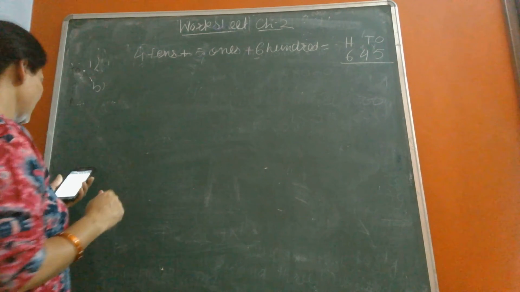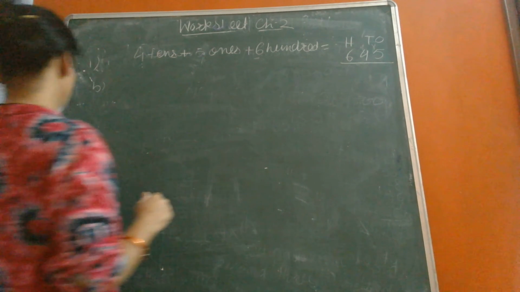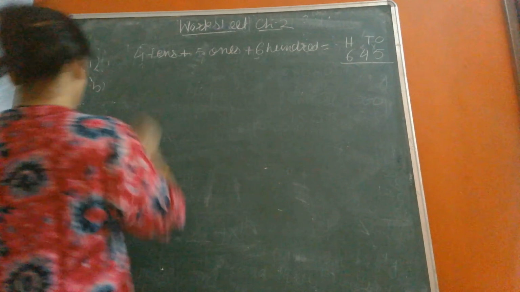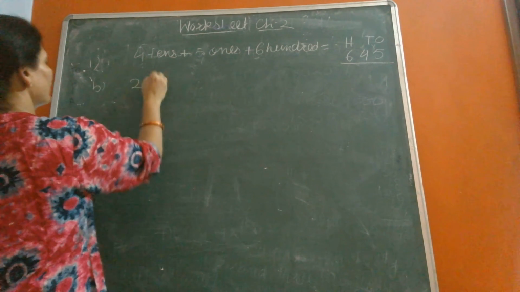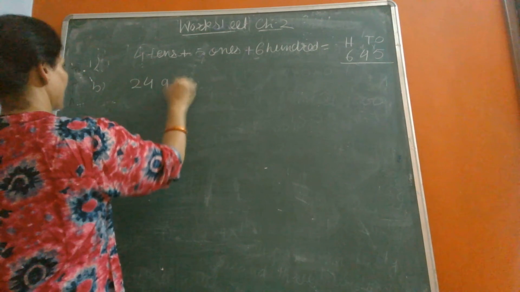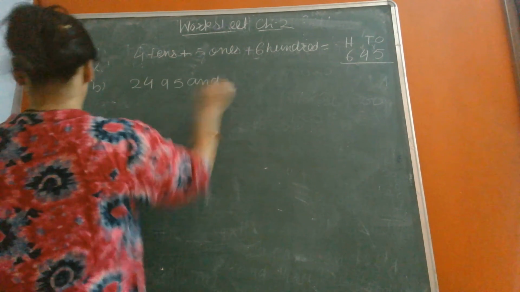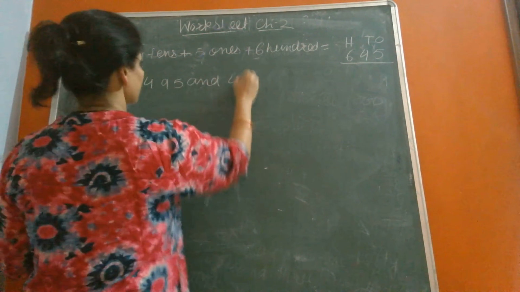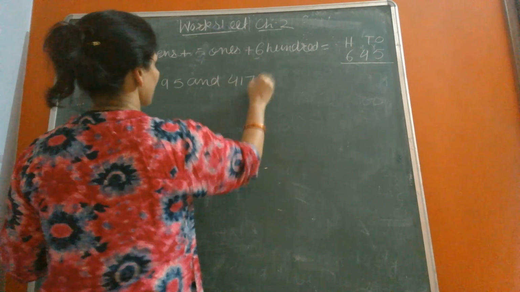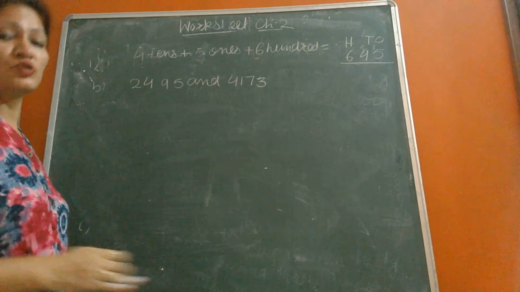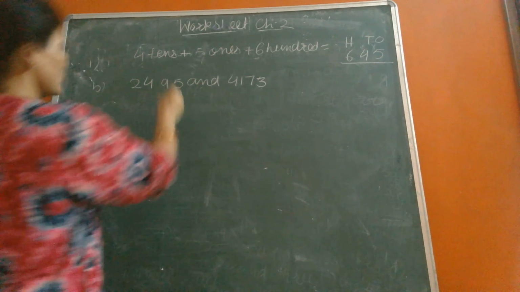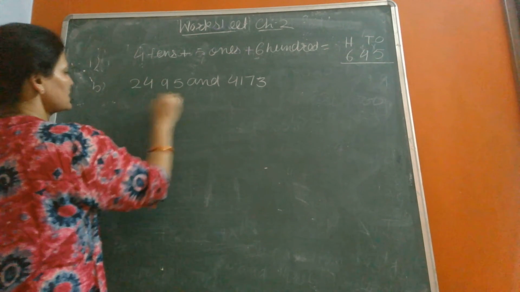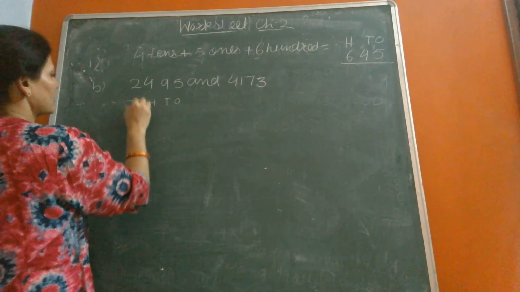Now part B. The ones digit in the sum of 2495 and 4173. What is the meaning of sum? Join the numbers, or the total of the numbers. First we will put the places: ones, tens, hundreds and thousands.